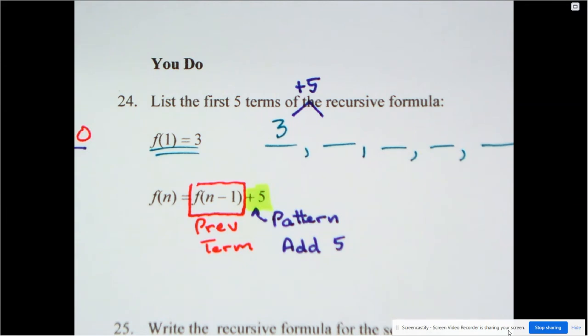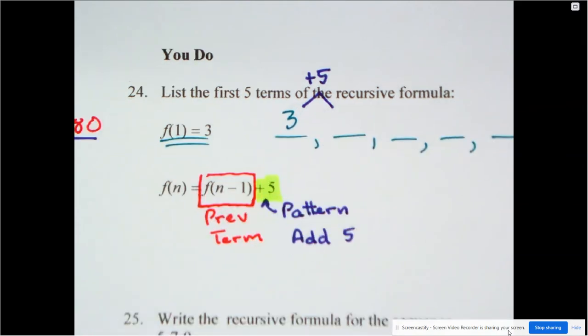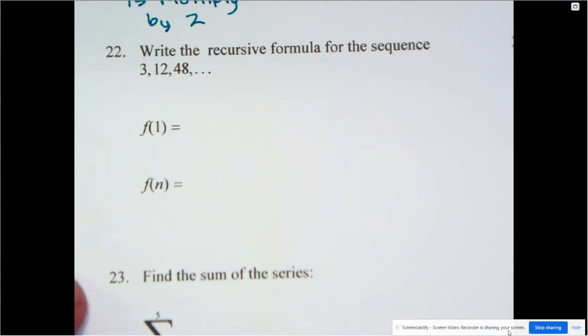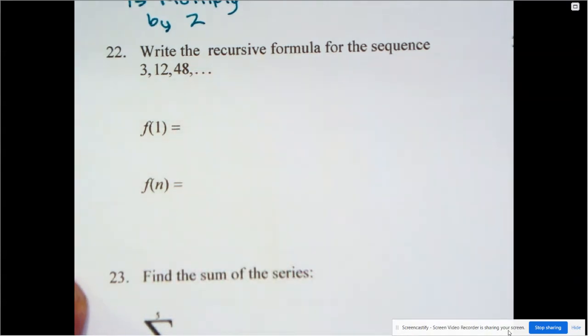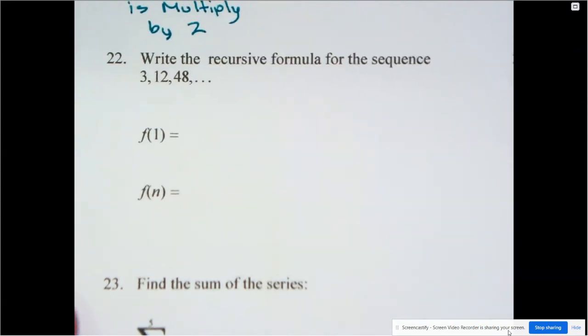Now, I'm going to go back to the we do. I know I jumped ahead and we did something that you were supposed to work on, but I just needed you to understand how these work for recursive formulas. So that brings us to the very last two questions. Okay, I'm going to go back to number 22 here. Now they finally want me to write a recursive formula for this sequence. Well, let's see what kind it is first. Remember, it's either arithmetic or geometric.